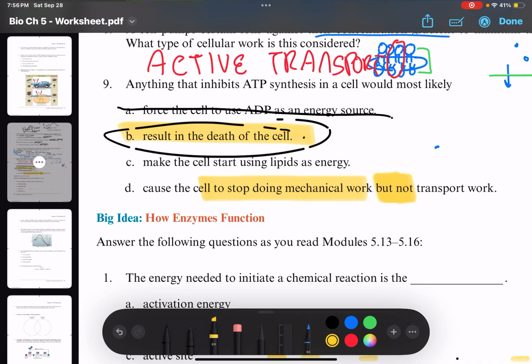It will result in the death of the cell. That's why ATP is so critical. It's such an important molecule. If it's not there, we are dead. Okay? So that's number 9.